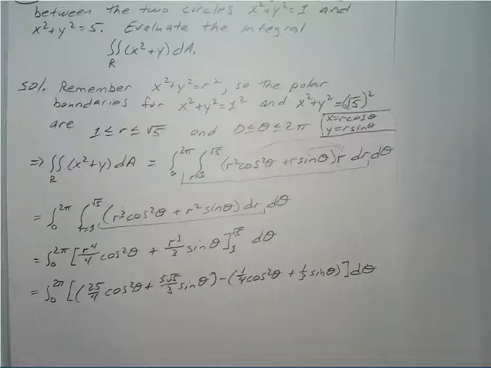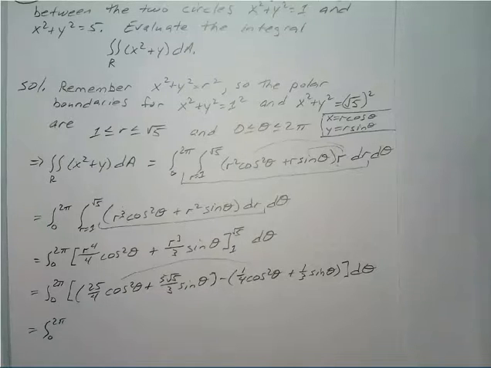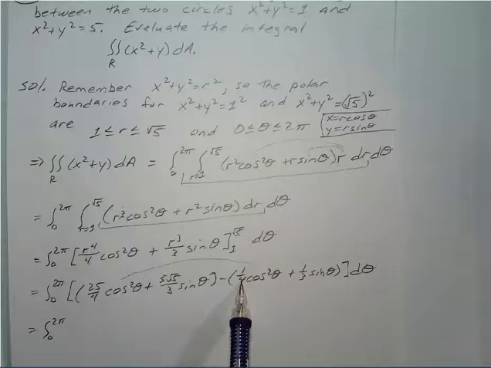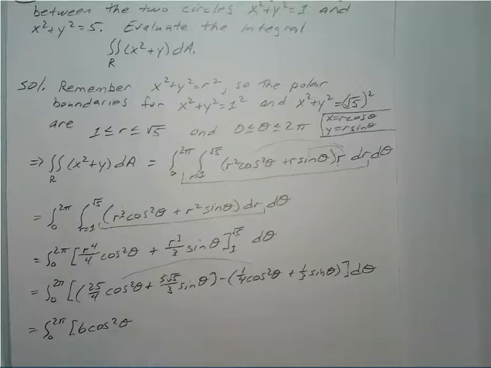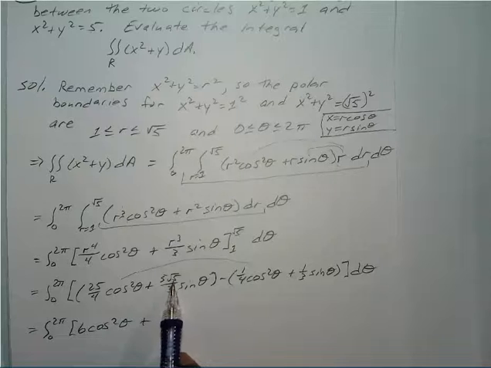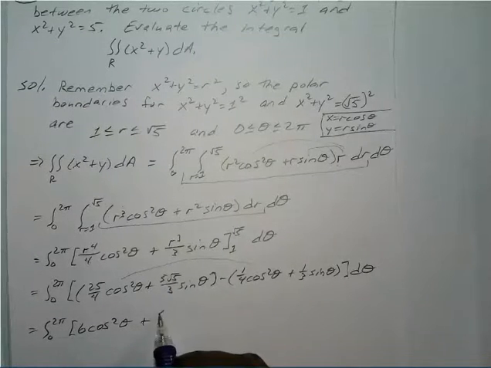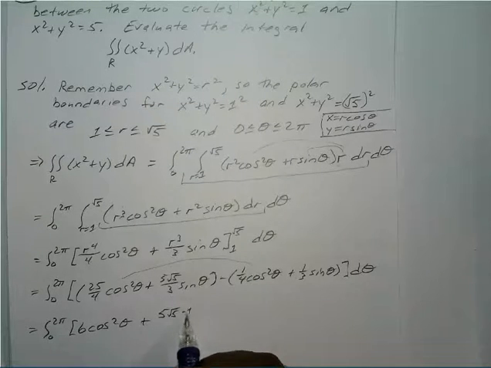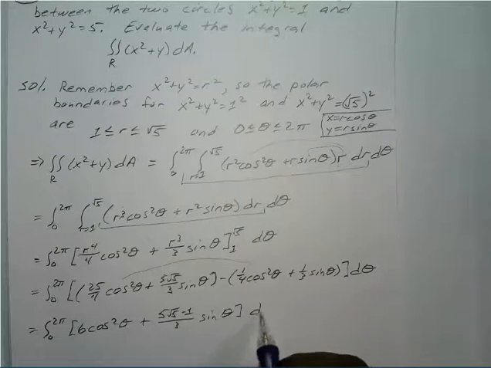Okay, so we go ahead and combine our like terms. If you combine those two, you have 25 over 4 minus 1 over 4, which is 24 over 4, which is just 6. So that leaves us 6 cosine squared theta plus 5 square root of 5 minus 1 over 3 sine of theta, with respect to theta.